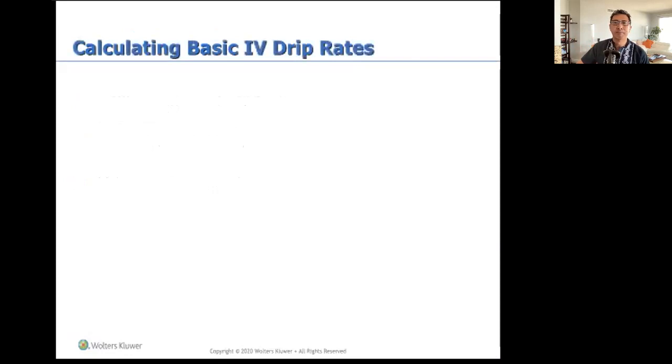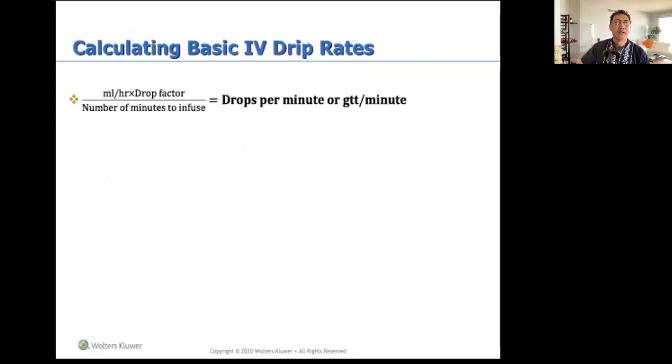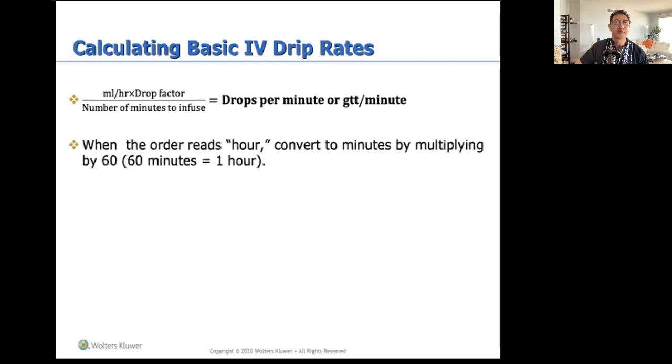Let's start with this. If I need to calculate the drops per minute, here's my formula: the mLs per hour times the drop factor, which will be given to you, divided by the number of minutes to infuse. Fairly straightforward mathematical formula. Plug in some numbers, and that's it. But when the order reads hours, you have to convert it into minutes by multiplying by 60.